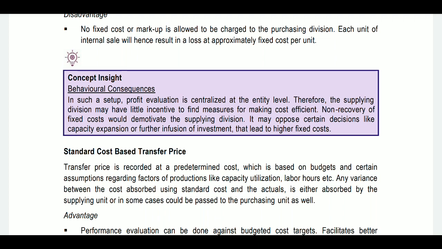If you are not getting the incentives, you will not get the motivation. If you do not get the motivation, you will not think broadly. If you do not think broadly, you will not go for expansions, and you will not go for infusion of investments, and if you lead to the higher fixed cost.